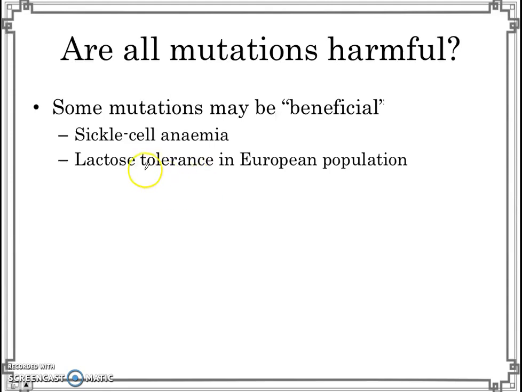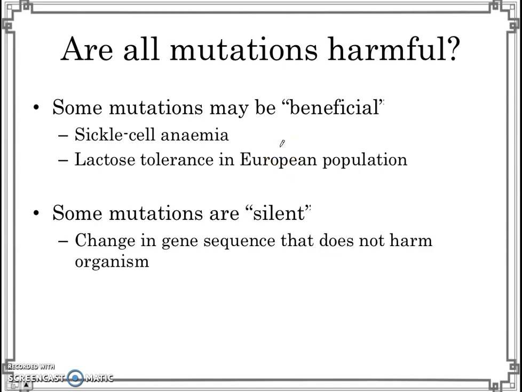Another example is lactose tolerance in people who live in Europe. They tend to have this mutation which causes them to be more tolerant to lactose. And that turns out to be advantageous because lactose is found in milk and people in Europe drink a lot of milk. And some mutations as well are silent, meaning that they have no effect whatsoever on you. It's just a change in the sequence of the gene, but it doesn't affect you. So not all mutations are harmful.